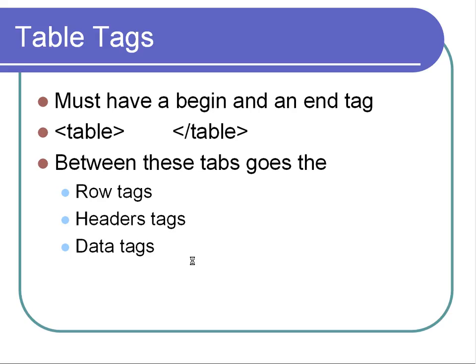Tables have a begin and end tag. And then everything else goes between them. And the things that go between, you need row tags, you can use header tags or data tags. Header tags and data tags define the columns, and row tags define the rows. And you need to set a row first, and then within the row you set the columns within that row.